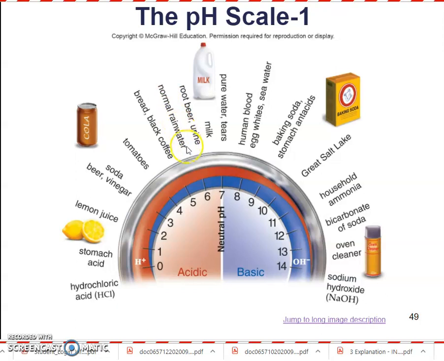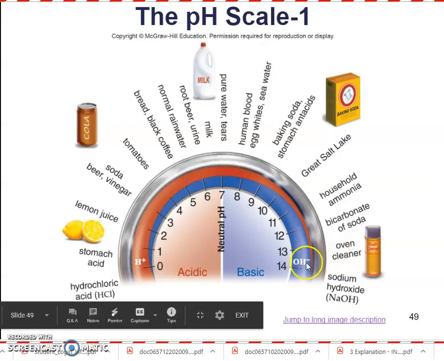Rainwater is usually a little bit acidic. Milk is pretty close to neutral. Pure distilled water is a pH of 7. Human blood is usually between 7 and 8 on the pH scale. Baking soda and stomach antacids like Tums are usually somewhere around an 8 to a 9. Right, ammonia is very basic. It's usually somewhere around 11 or a 12. Oven cleaner, very basic. Okay, it's down here around a 13 or a 14.